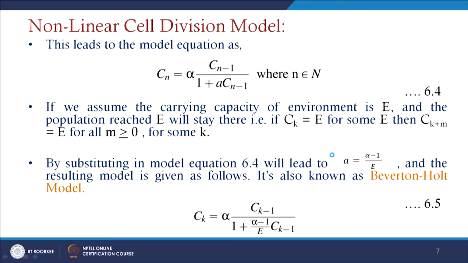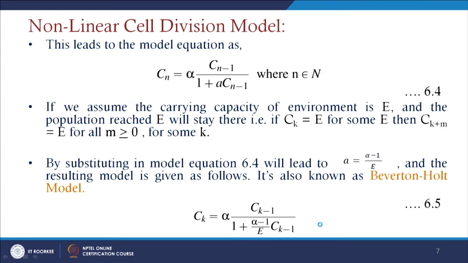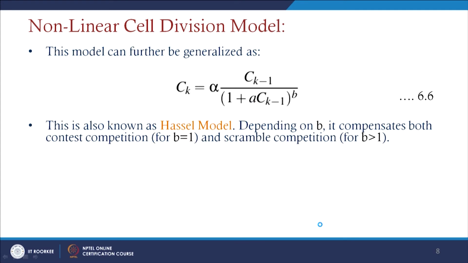The resulting model is given as C_k equals alpha C_{k-1} by 1 plus (alpha minus 1) by E times C_{k-1}, and this model is known as the Beverton-Holt model. For further analysis, this model can be written in a generalized form as C_k equals alpha C_{k-1} by (1 plus A C_{k-1}) to the power B. So, just a simplification we have made here.